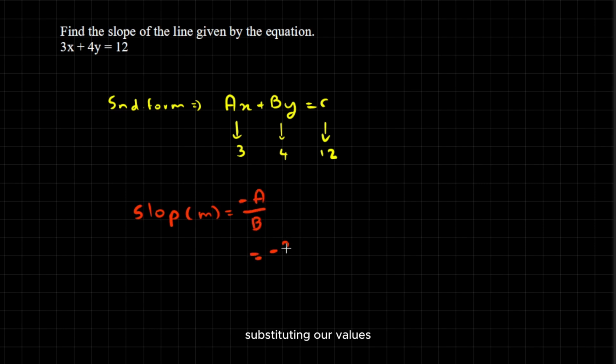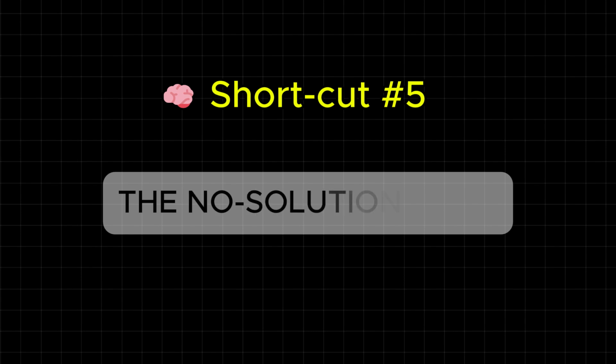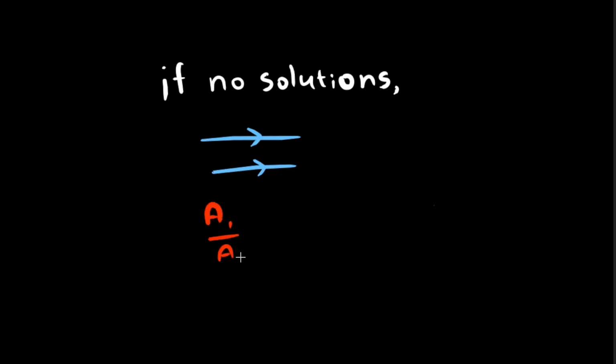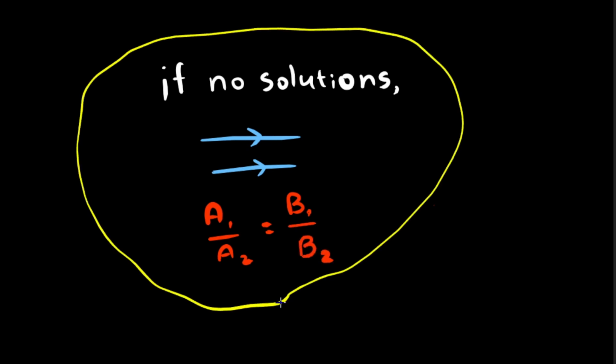Substituting our values gives us negative 3 over 4 as the slope. Shortcut number 5, systems of equations with no solution. When a question says a system has no solution, it means the lines are parallel and have the exact same slope. The rule to use is a1 over a2 equals b1 over b2. Let's see how this helps us find the missing variable instantly.